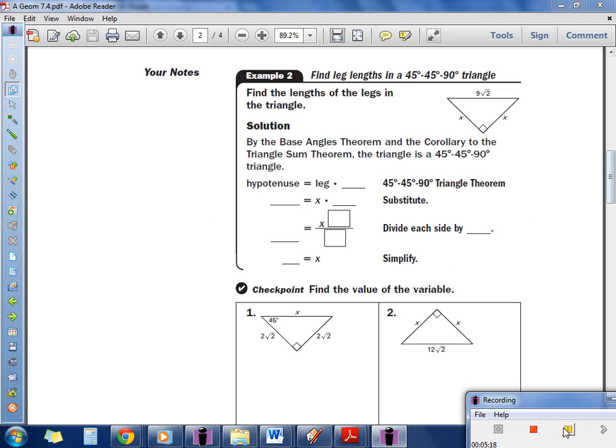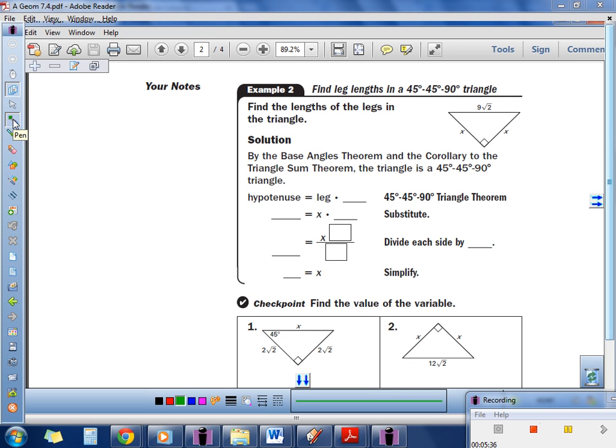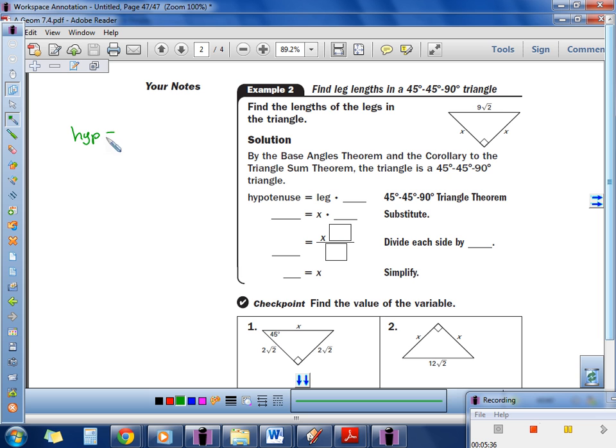Up next, we have example 2. Example 2 seems to look like another special right triangle. It seems to look like a 45, 45, 90. I know it's a 45, 45, 90 because the legs are the same and it's a 90-degree angle. Since we know it's a 45, 45, 90, we can use our formula. Once again, it's hypotenuse equals leg times the square root of 2.